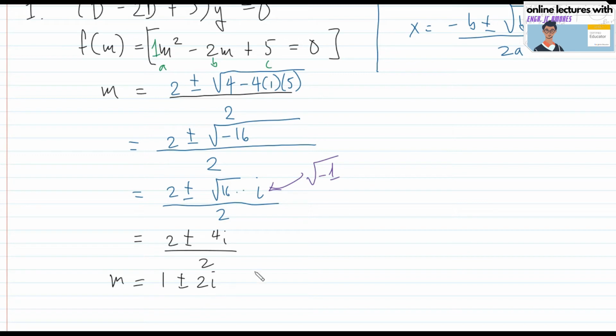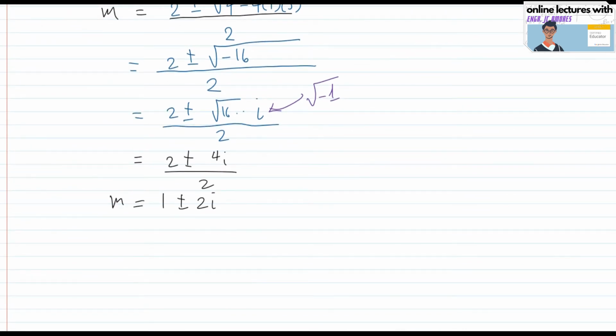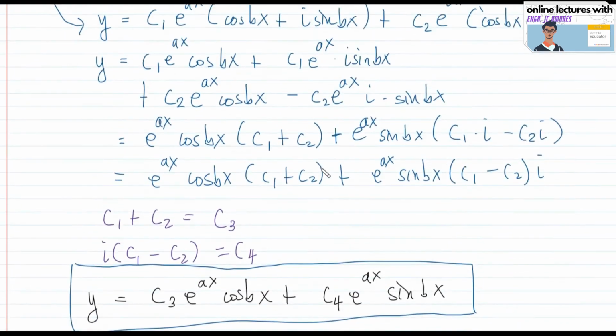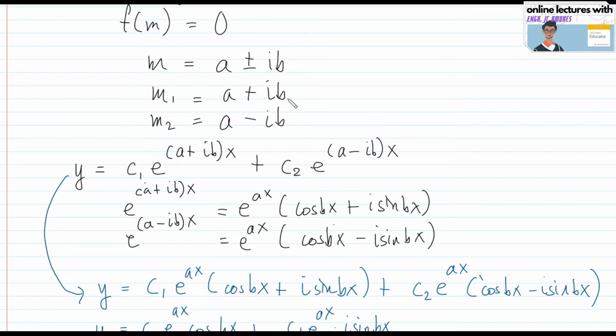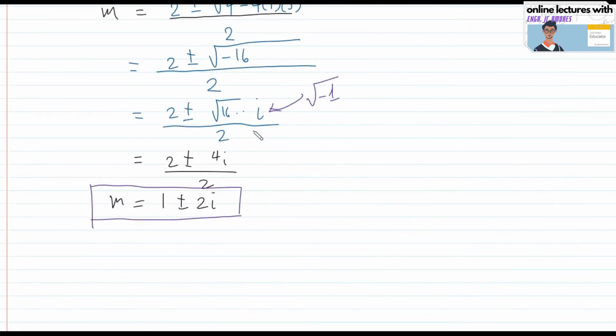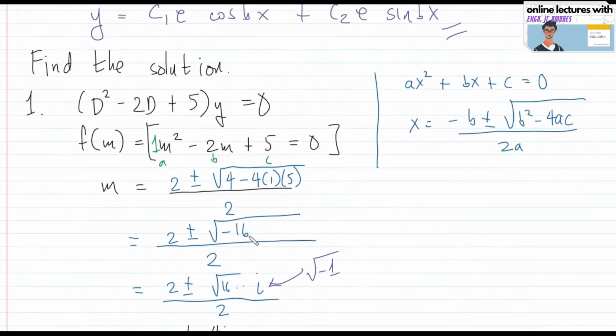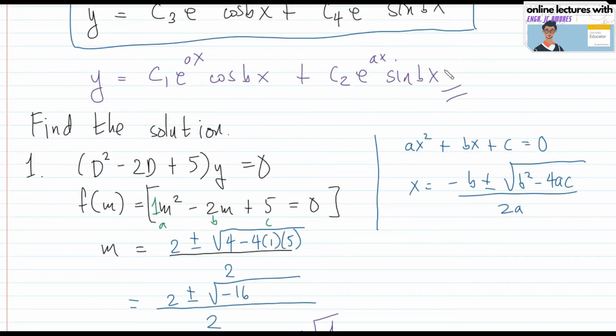So 1 plus 2i. After solving for the root, it's important to take note of what your a and b are. Remember, the roots that we have in the derivation of our solution are m sub 1 equals a plus ib, and m sub 2 equals a minus ib. So that's important to take note. A would be 1 and b would be 2. And then let us apply this to this particular solution.